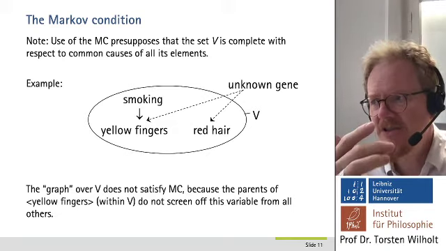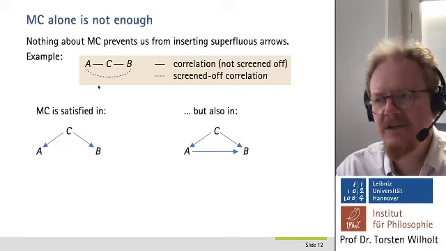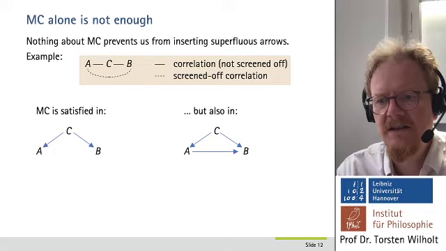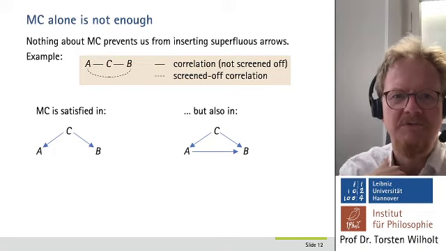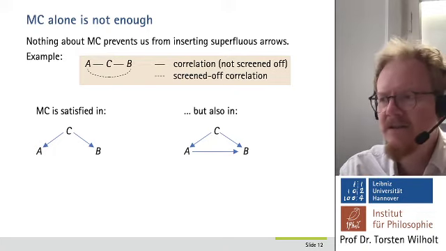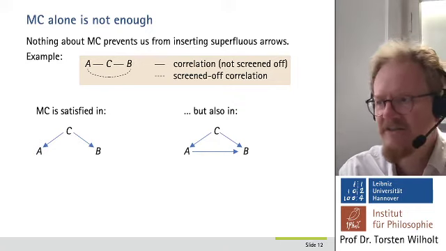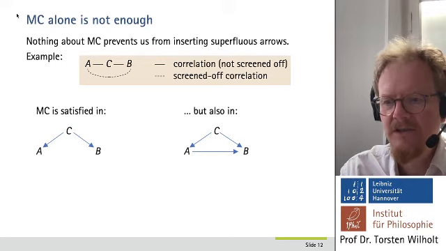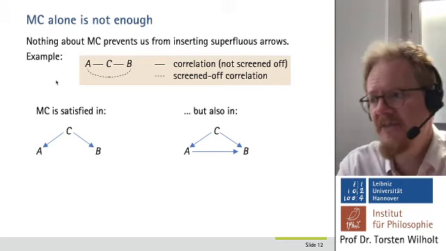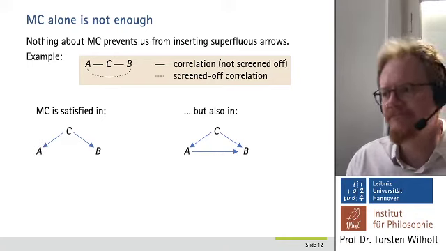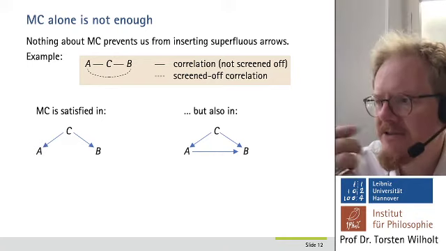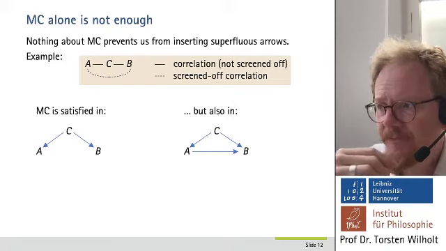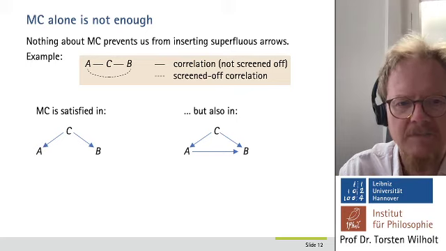The Markov condition is central and crucial, but it's not enough considered alone. Nothing about the Markov condition prevents us from inserting additional arrows. So once you have a structure that satisfies the Markov condition, adding extra arrows will not do any harm.